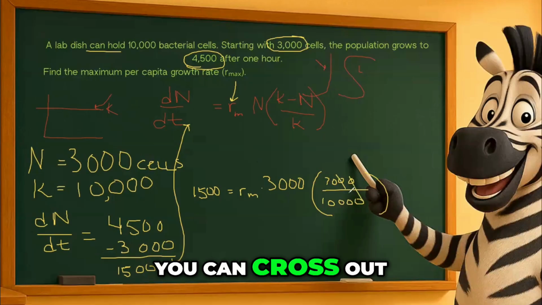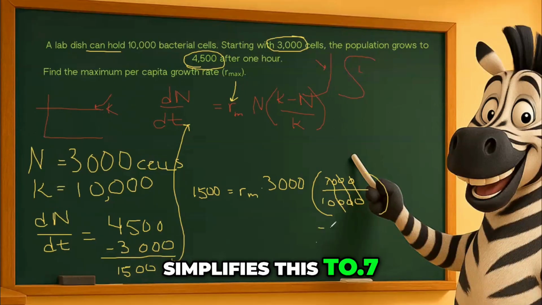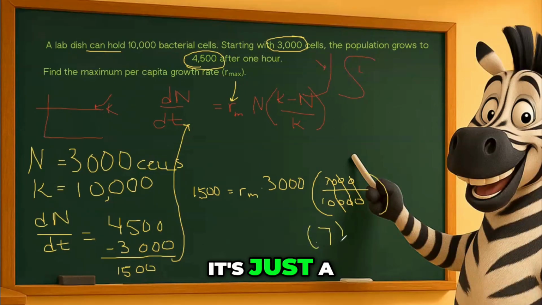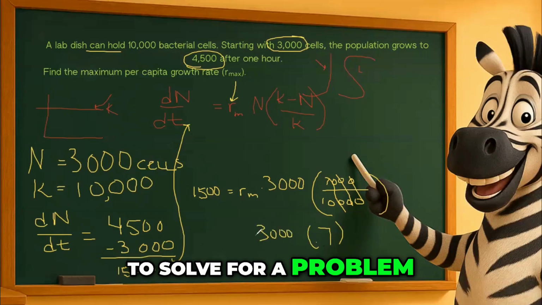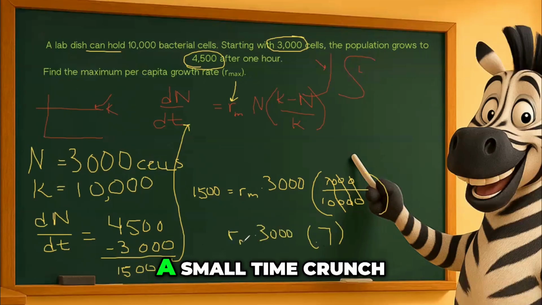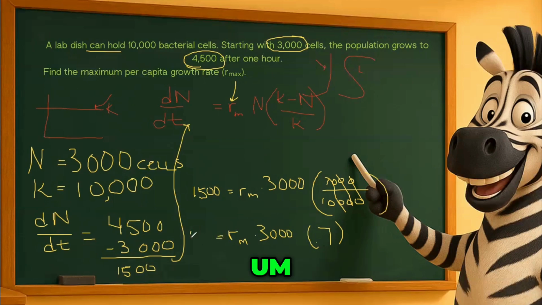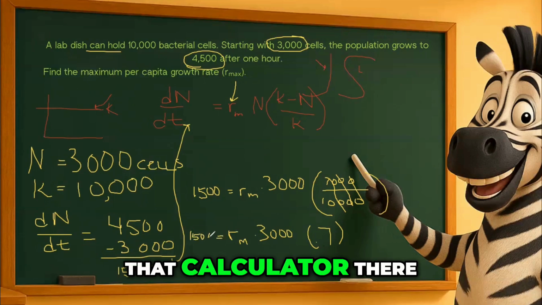Remember, you can cross out these zeros or you can plug it into your calculator, but it's 7 over 10, which simplifies to 0.7. I just do it quicker that way. It's just a quick and easier way to solve for a problem, especially if you're in a small time crunch, instead of pulling out that calculator there.